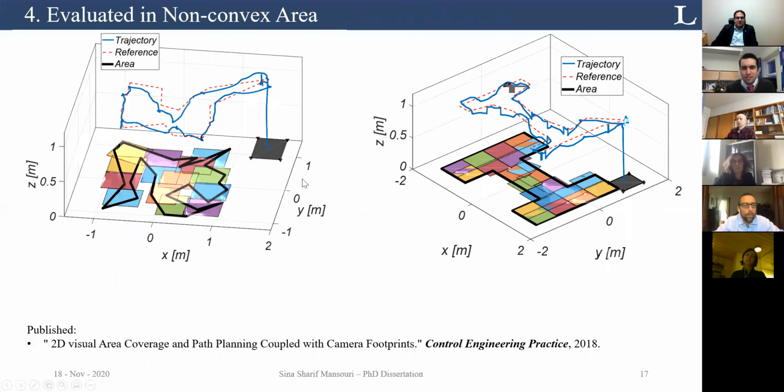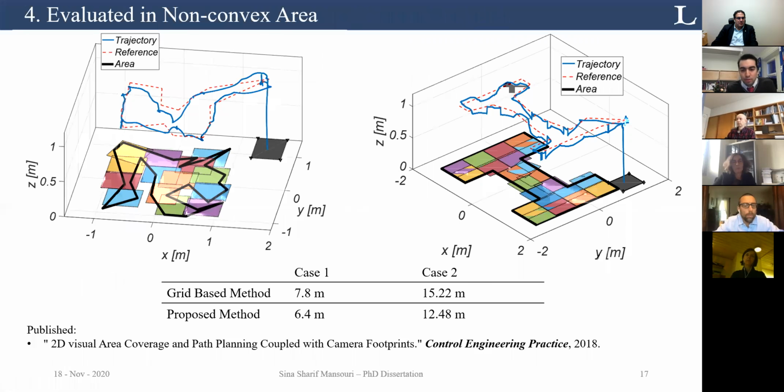And we evaluated on two non-convex shapes, as you can see here in the lab environment. And as an outcome, we noticed that we managed to reduce the length of the path significantly compared to the grid-based method. And maybe this can later be used with more degrees of freedom for the camera, I mean, higher degree camera movements in coverage path planning.